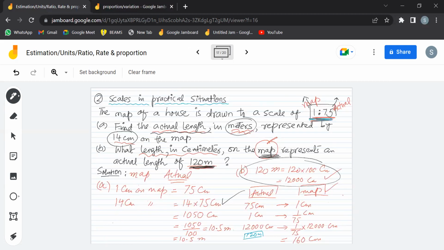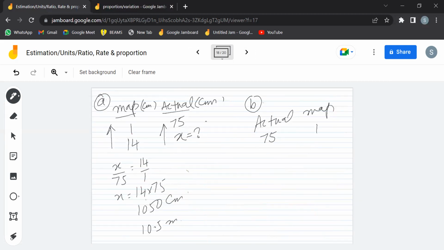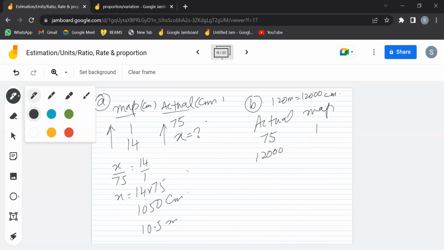So here I'm writing 120 meters. 120 meters actually is 12,000 centimeters. So 12,000 is equal to, and the map is the question mark. I can use x or any variable. As I used x for the first case, you can use y on the map.